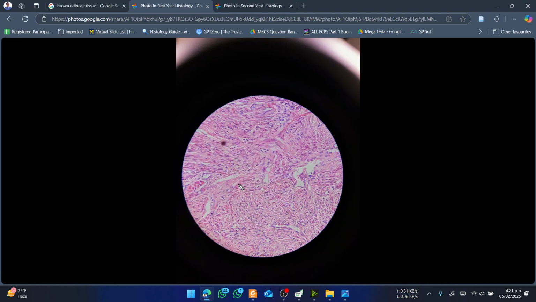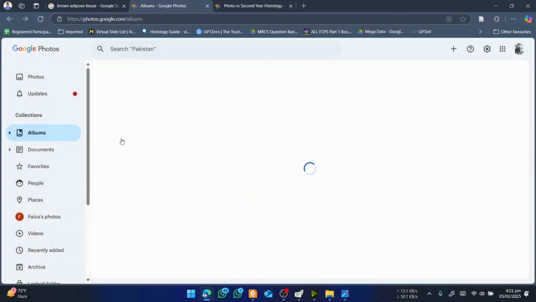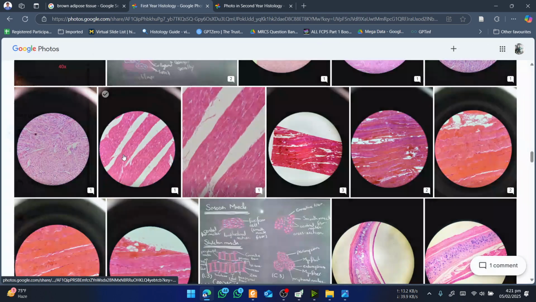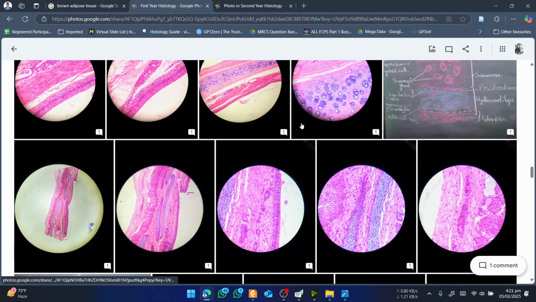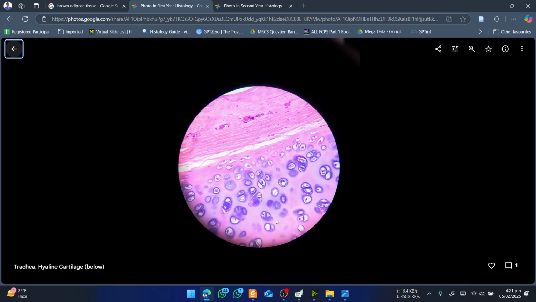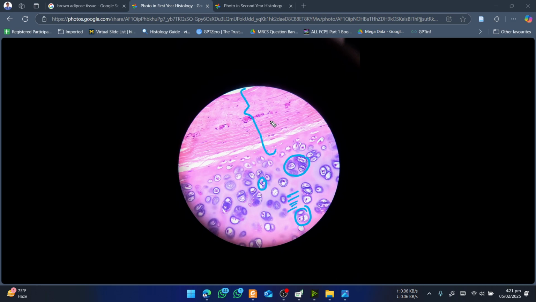Let me try to show you here too. Yes. So in this particular picture that is a little more clearly shown, and these are the isogenous groups. So this is an isogenous group, this is a smaller isogenous group, this is an isogenous group. The dark stained area is the territorial matrix, the light stained area between them is interterritorial matrix, and this whole area is the perichondrium. So that is hyaline cartilage.